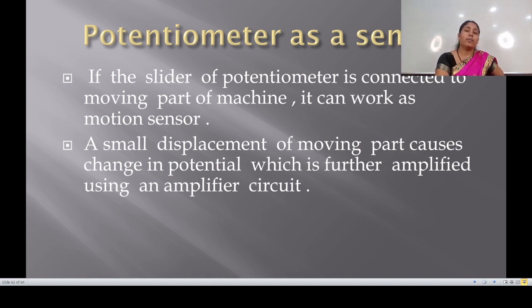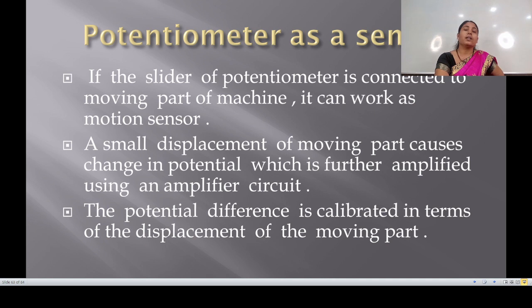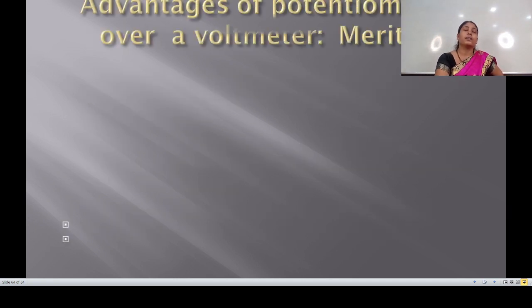What is the meaning of amplification? Amplification means we strengthen the signal from a lower value to a higher value. So the potential difference is calibrated in terms of the displacement of the moving part.